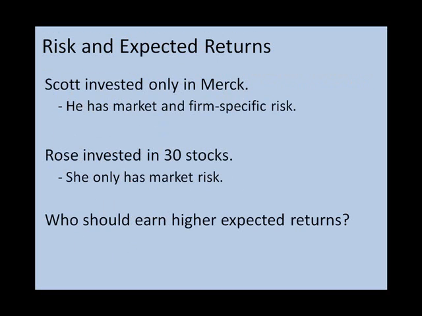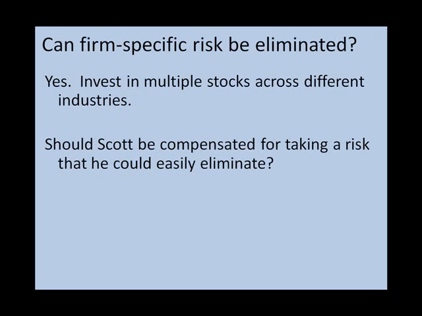We have Scott, who invested only in Merck, and we have Rose, who invested in 30 stocks. Who should earn higher expected returns? Should Scott be earning higher expected returns, because he invested in Merck and he's got both market and firm-specific risk? The answer is no, he shouldn't. Firm-specific risk can easily be eliminated. We saw that Rose just held 30 stocks and she completely eliminated firm-specific risk. Scott can do the same. So there is no reason why we should compensate Scott for taking firm-specific risk.